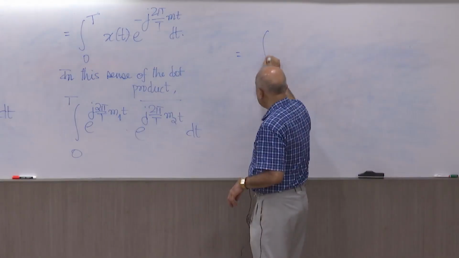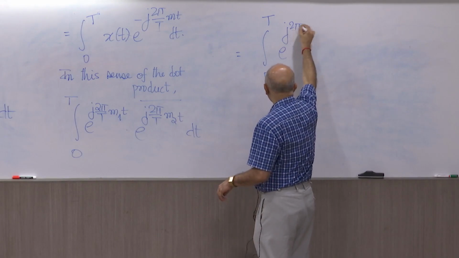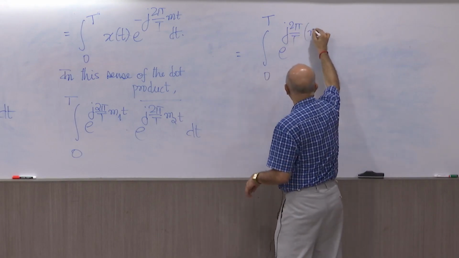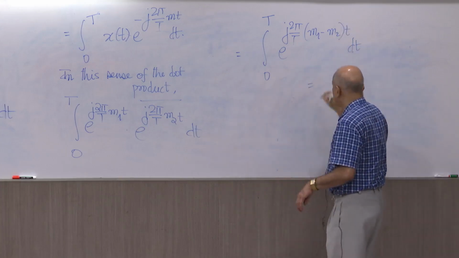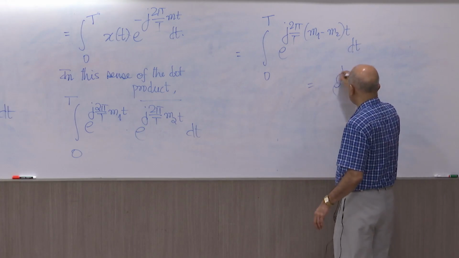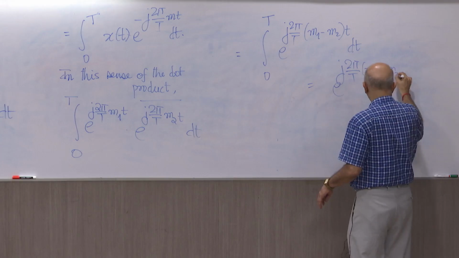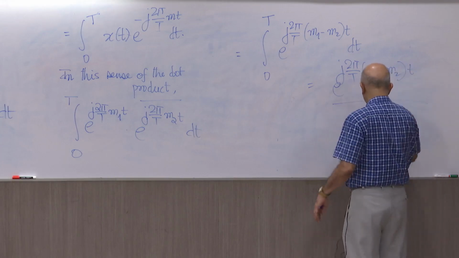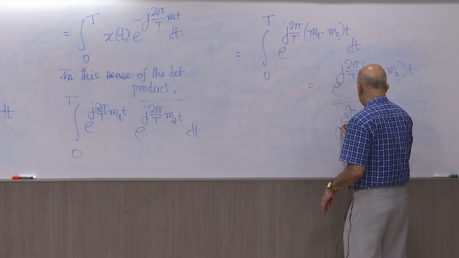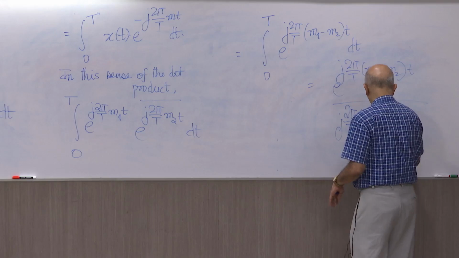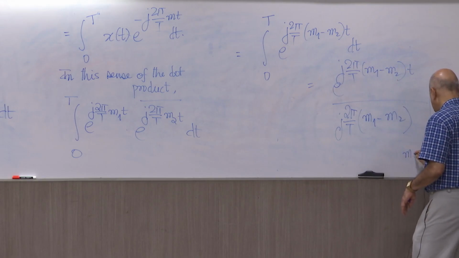What would this dot product be? Let us see. It is in fact the integral from 0 to T of e raised to the power j 2 pi by T times (m1 minus m2) t dt, which is e raised to the power j 2 pi by T times (m1 minus m2) t divided by j 2 pi by T times (m1 minus m2), from 0 to T, provided m1 not equal to m2.